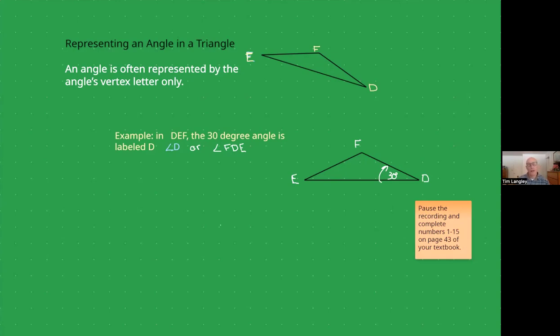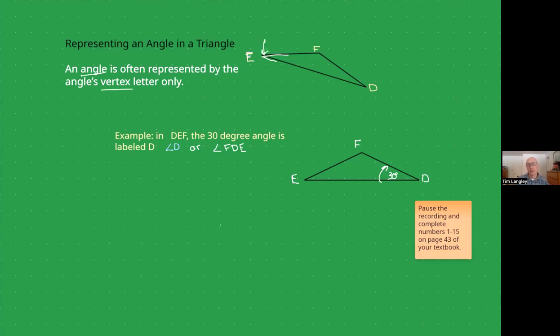All right, representing an angle of a triangle. An angle is often represented by the angle's vertex only. The vertex is where things come together, right here at this point. That's the vertex of two lines creating an angle.